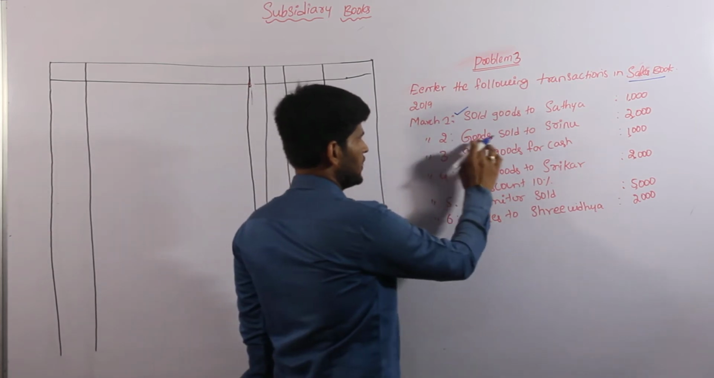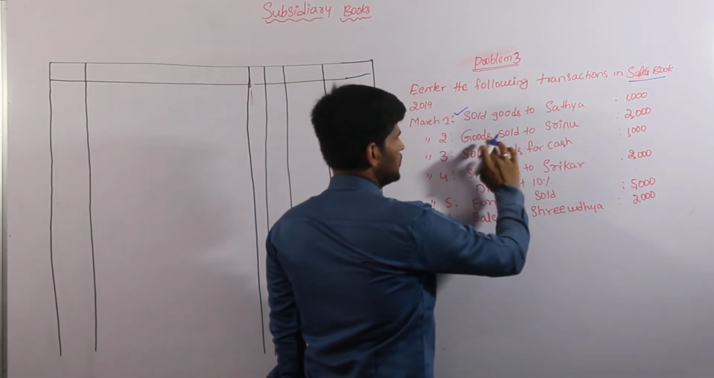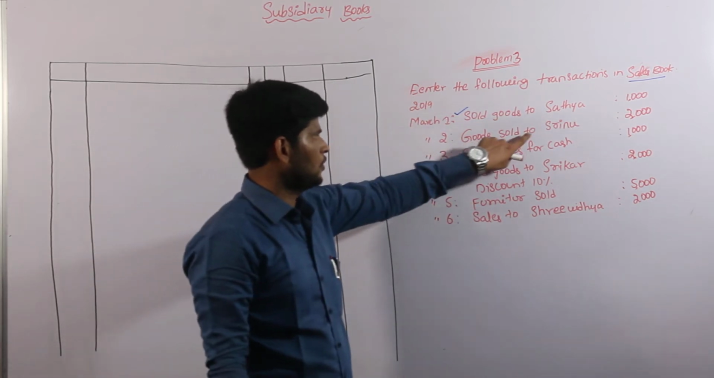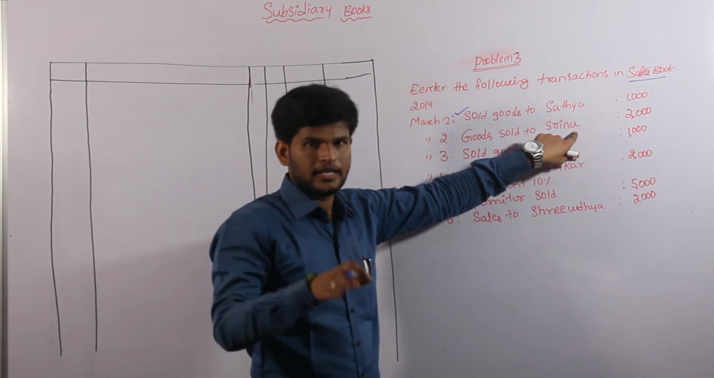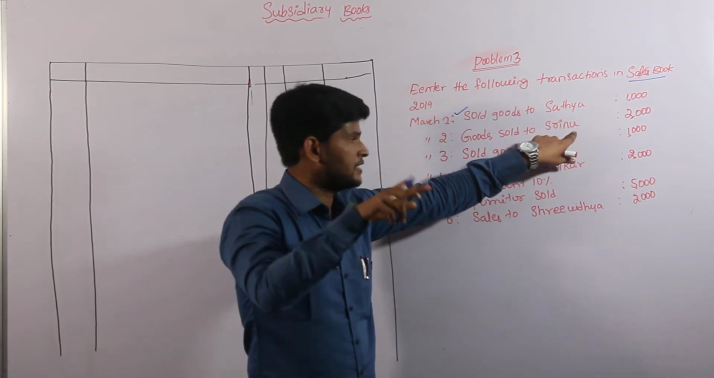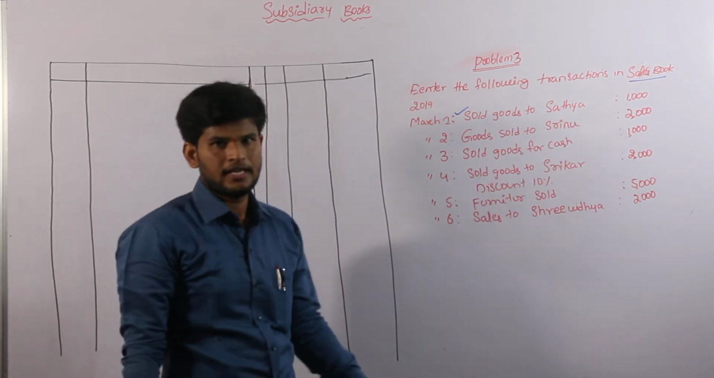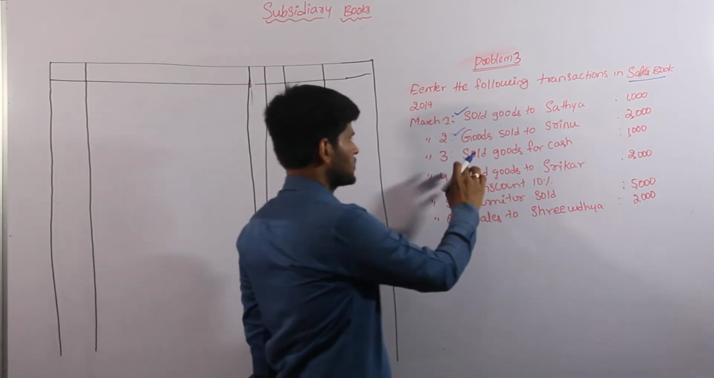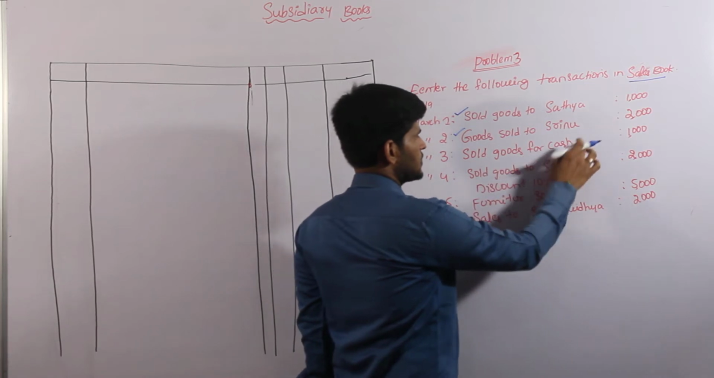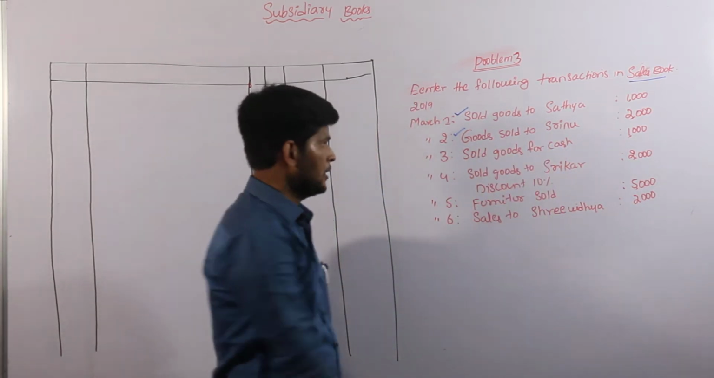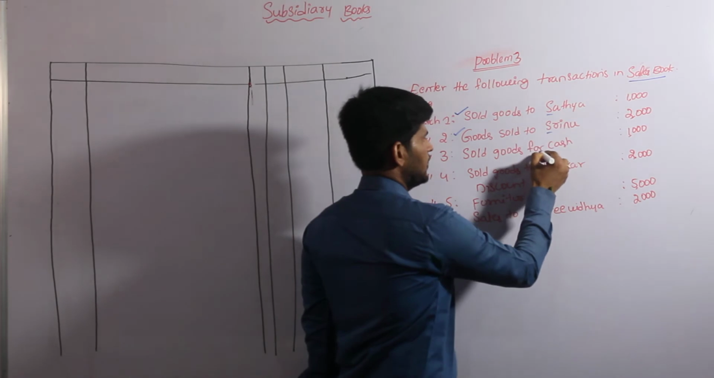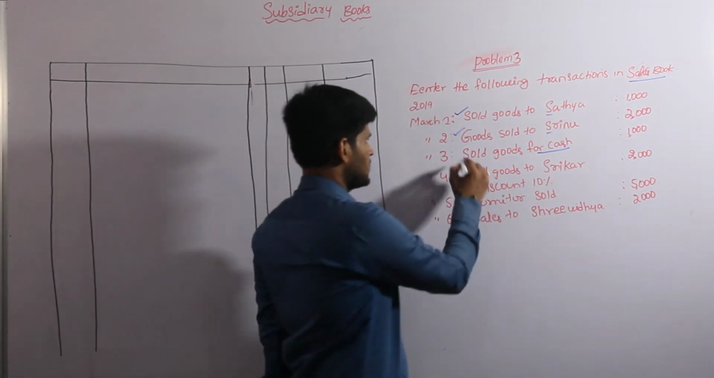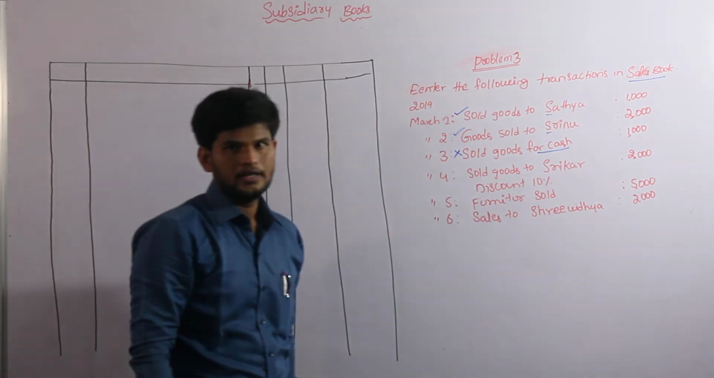Then come to the second one, goods sold to Srinu. Here there is no cash. Here there is a name in the selling transaction, so we have to consider this one also. Next one, sold goods for cash. Here there is no name of the person but the cash word is clearly mentioned. If the cash word is there in our selling transaction, this transaction will not be considered in our sales book.